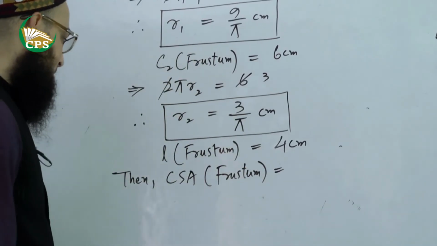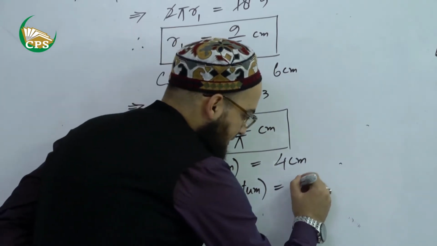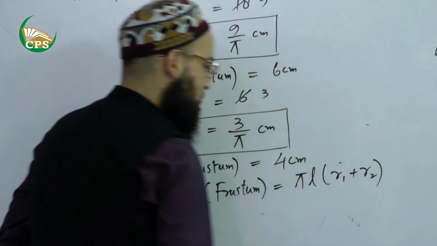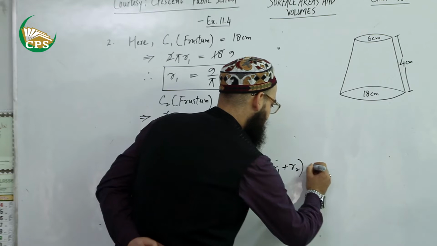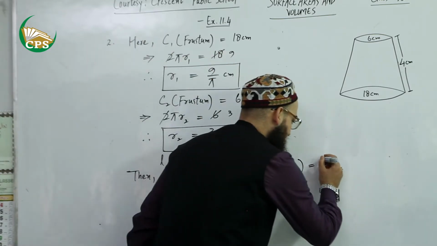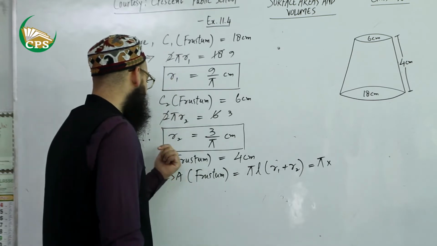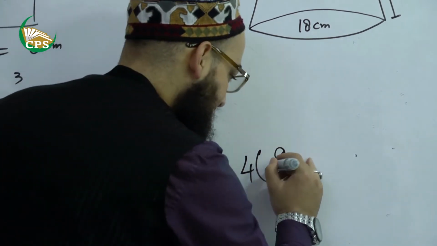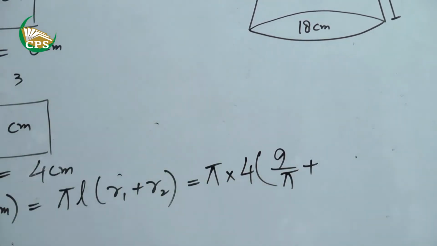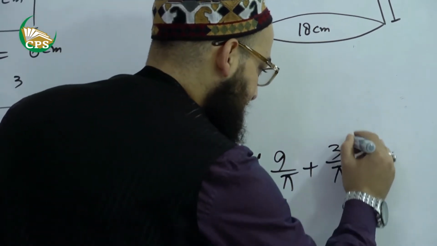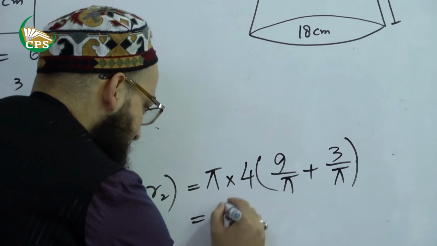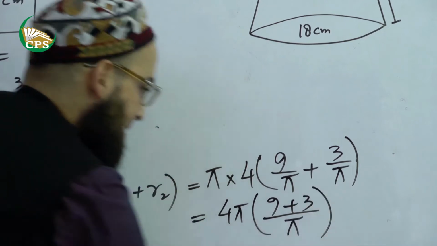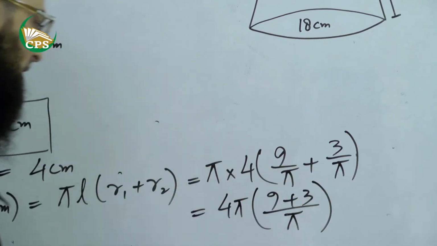You know the formula, curved surface area of frustum is pi L times (R1 plus R2). You can write pi times, now L is 4, then in brackets, R1 is 9 by pi plus R2 is 3 by pi. On solving, I'll get 4 pi times (9 plus 3) divided by pi, because there's a common denominator, pi.